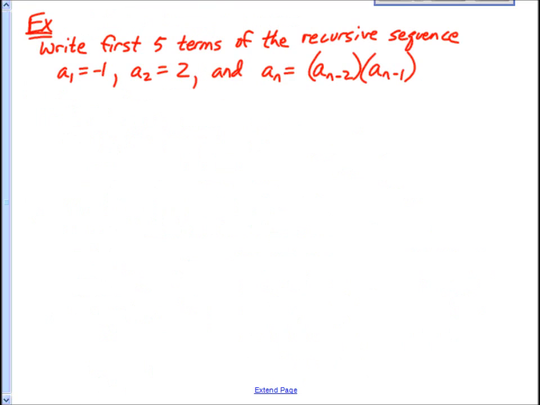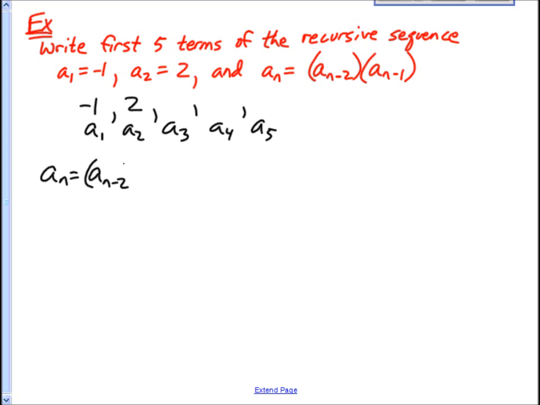Okay, let's do another one here. Write the first 5 terms of this recursive sequence. So we already got the first one, it's -1. We got the second one, it's 2. Trying to figure out the third, the fourth, and the fifth. Okay, here's our rule: a sub n minus 2 times a sub n minus 1. So this is just saying my nth term, so like if it's my third term, is 2 terms previous times the term right before it.